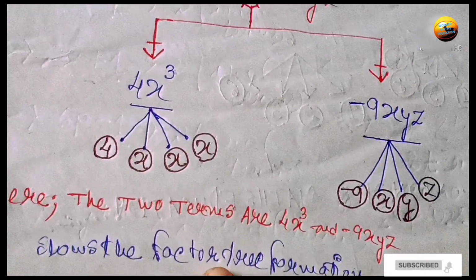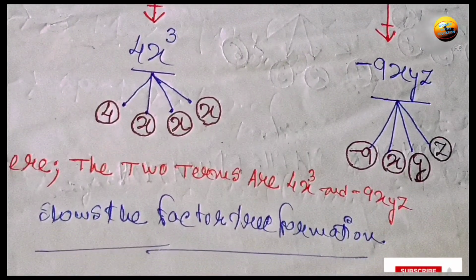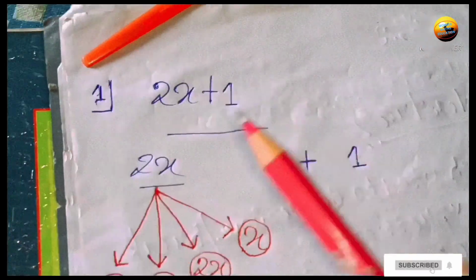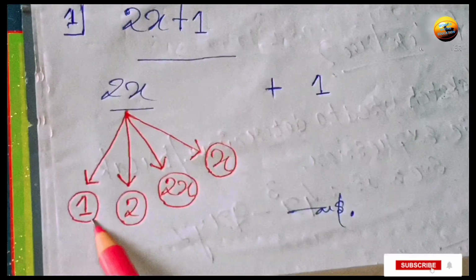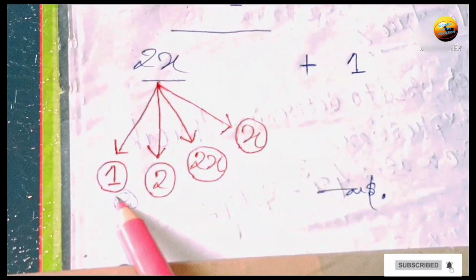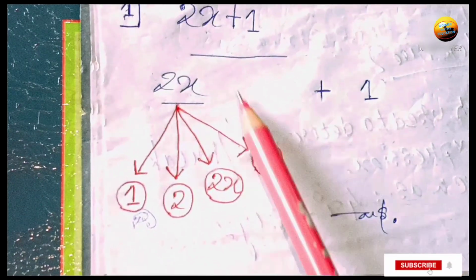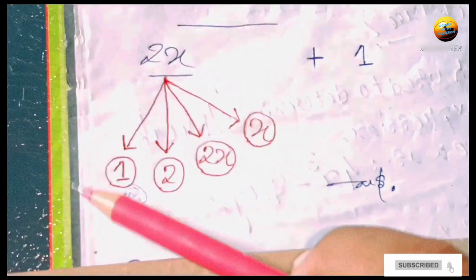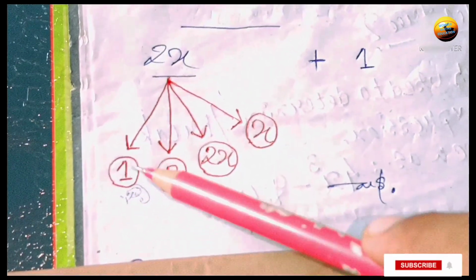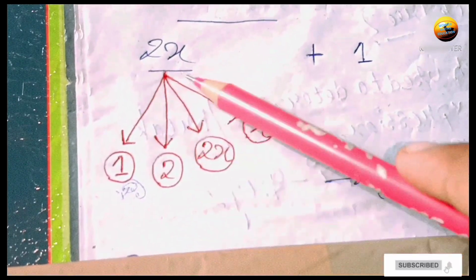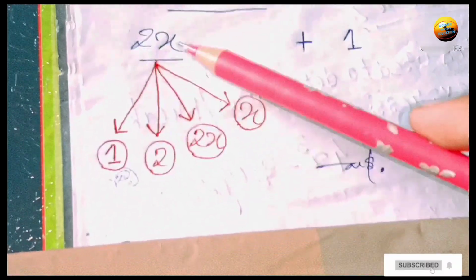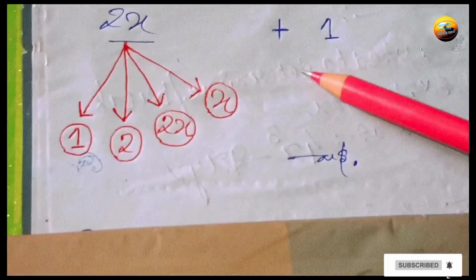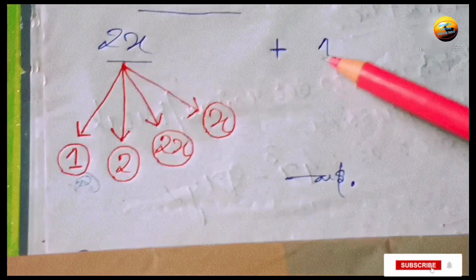So I am shifting to the problem of number 2 in exercise 6.2. This is the first one, 2x plus 1. I have broken it out. Firstly we have to divide with 1. I have told you that whatever the expression is, firstly we have to divide with only 1. Then comes 2, because 2x is divisible by 2, and 2x is divisible by itself, and x is divisible by 2x. And here 1 you can write as it is.